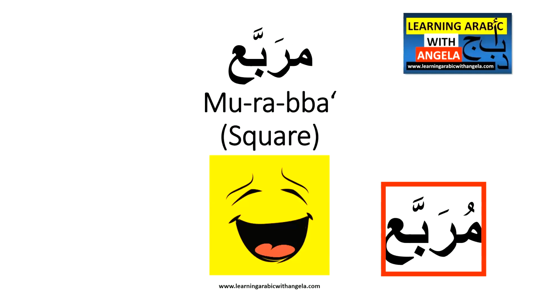A square. مربع. Does it ring a bell with a certain number in Arabic? So if we're counting, واحد, اثنان, ثلاثة, أربعة. أربعة, which means 4. And a square has 4 sides, so it's called مربع.